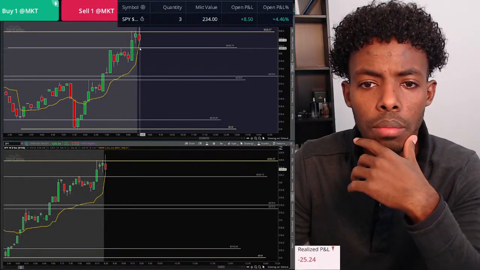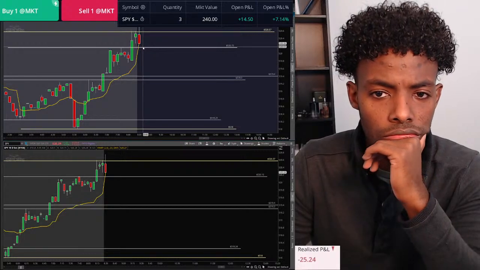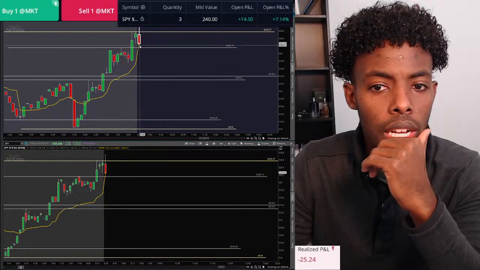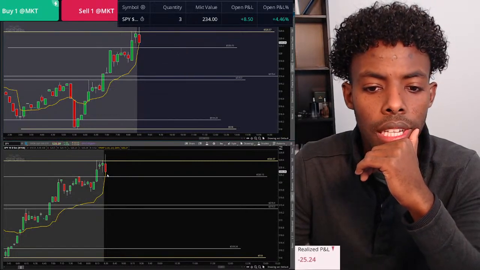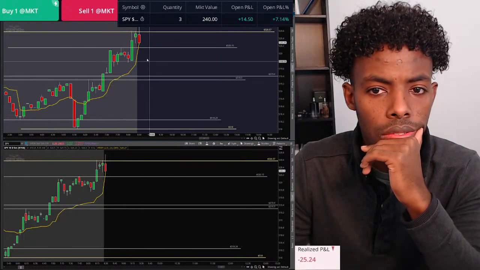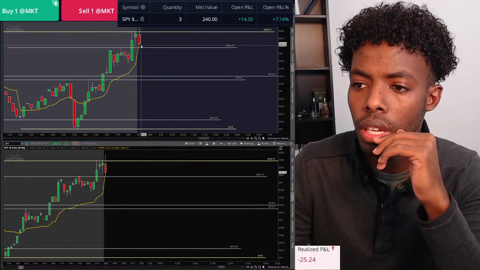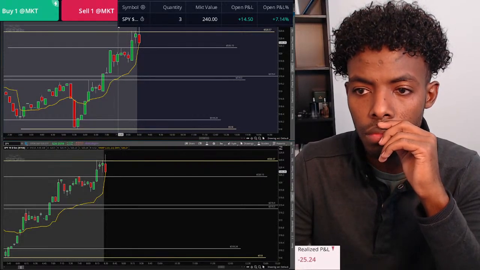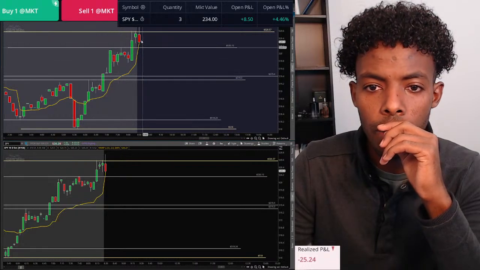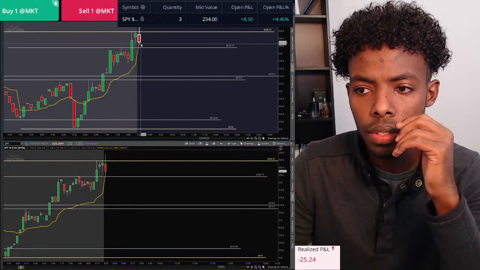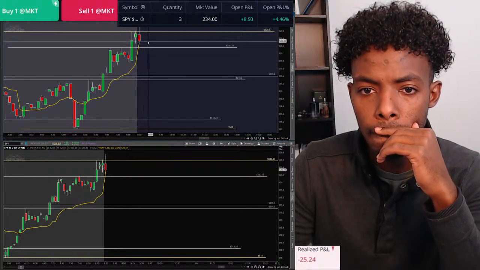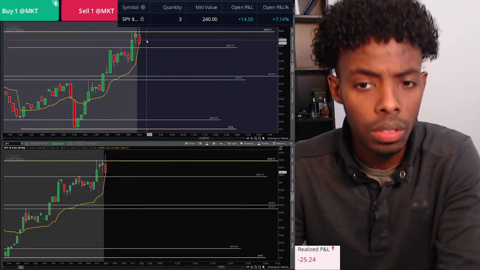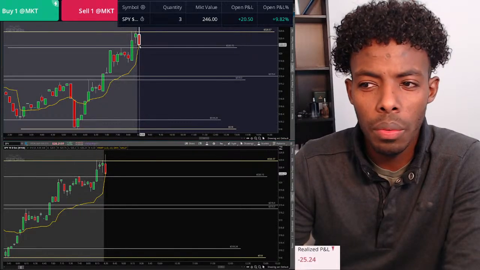See what happens here. We need to break this level, of course. Okay, we're very tight right now. We're not seeing any wicks right now at this level. Okay. See what happens here. Okay, here we go. We're not seeing any wick.